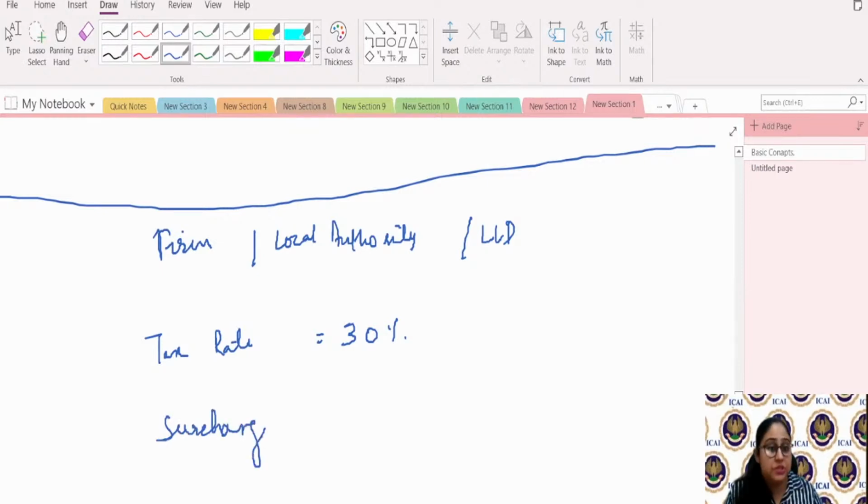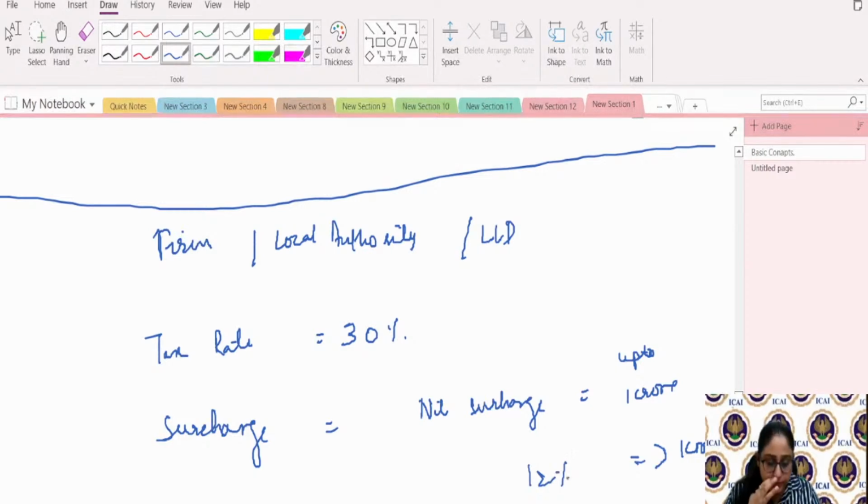Surcharge is there on this too, but not so much surcharge. There are no 112 special rates, capping, nothing. Simple surcharge. Up to income of 1 crore, nil surcharge. If the income is more than 1 crore, surcharge rate is 12%. Simple. Nothing extra.